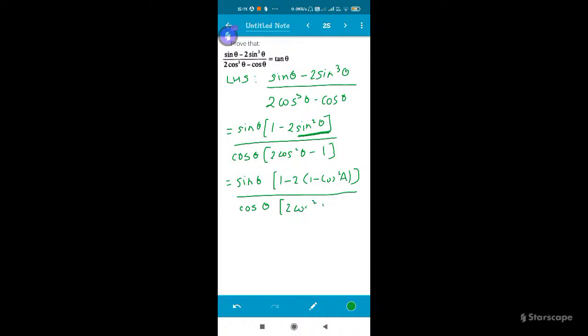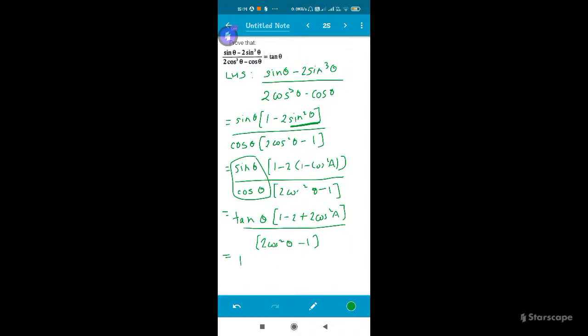2 cos square theta minus 1. Alright. So let me write this directly as tan theta, and then let me solve the second part. Okay. Now what do we have? 1 minus 2 plus 2 cos square theta. I'm just simply removing the bracket and I am solving it out. And in the denominator I have 2 cos square theta minus 1. Okay. So now let us solve the numerator.